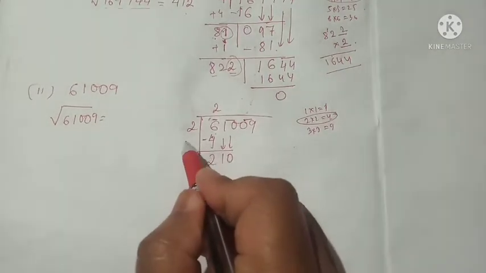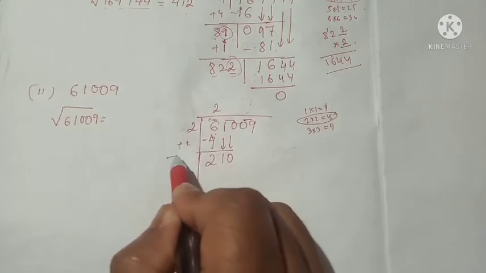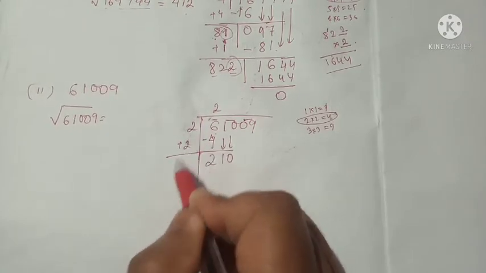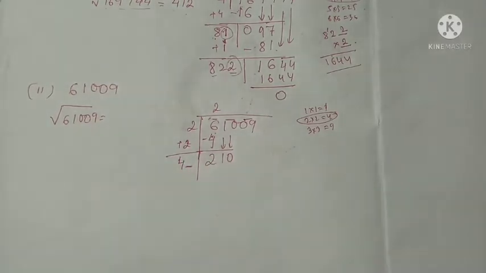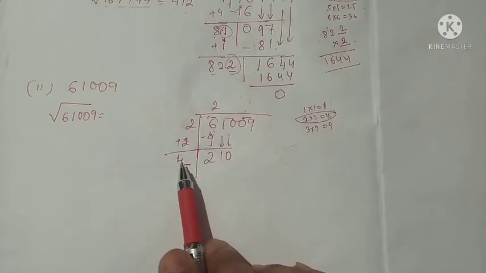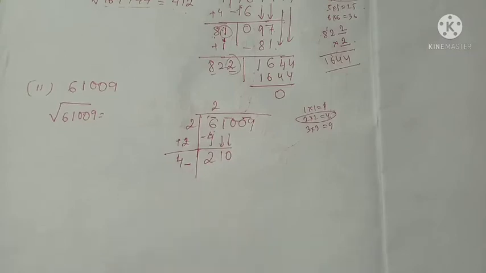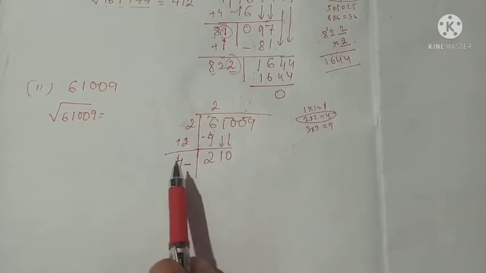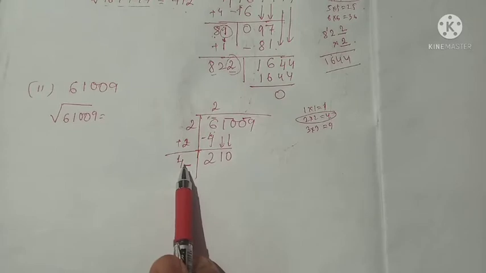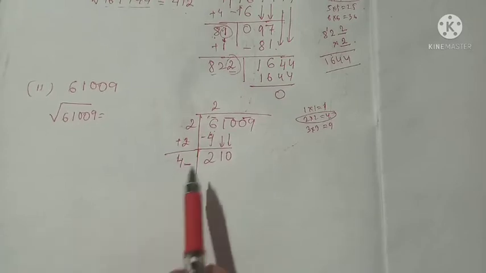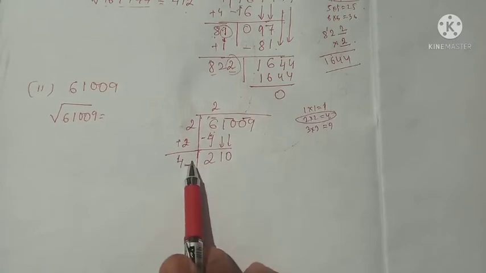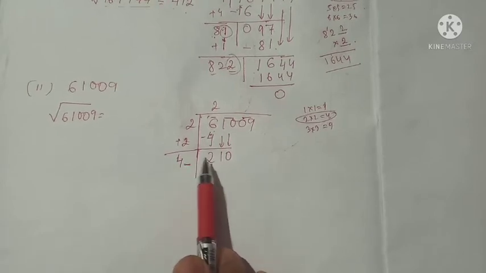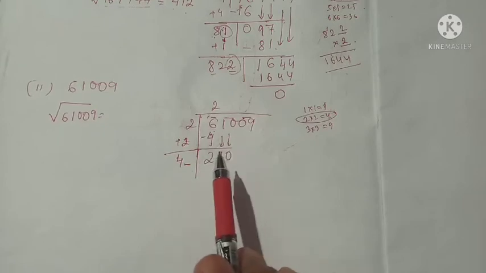Again we are going to add the 2 in this divisor to get the new divisor, that is 4. Now we are going to find out this new divisor number. That will be the larger digit to place alongside the 4 to get a new divisor. To get a new divisor, we are going to search for a number to get a new digit in the quotient.